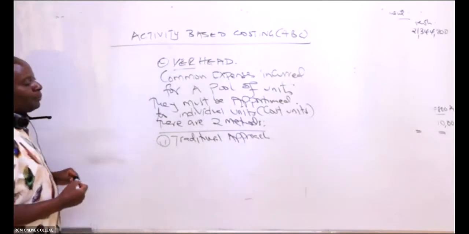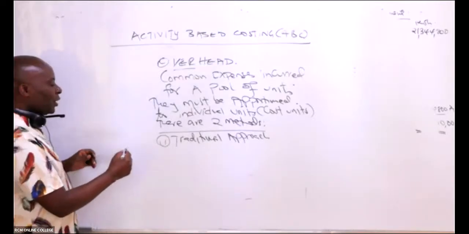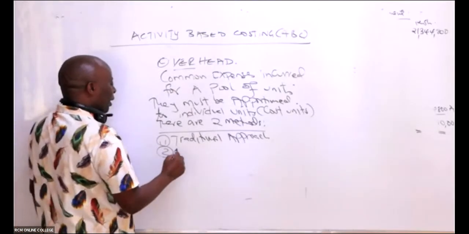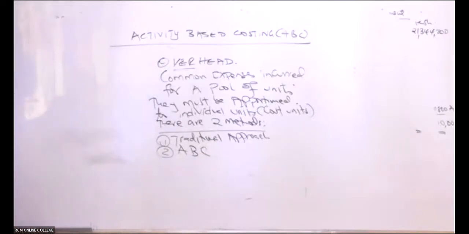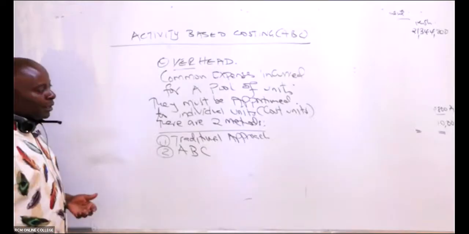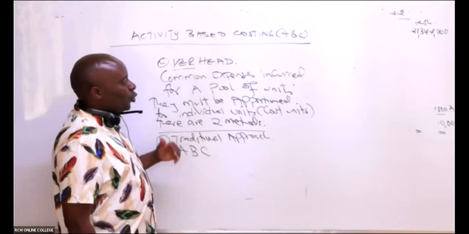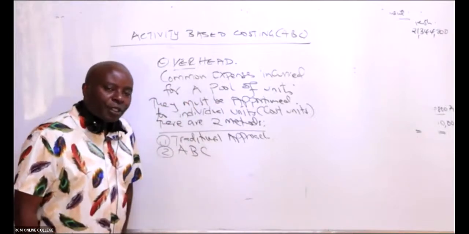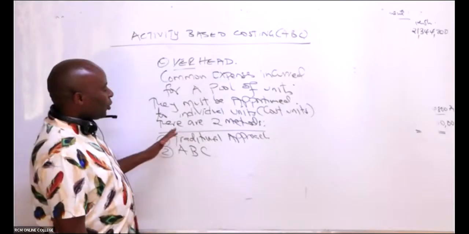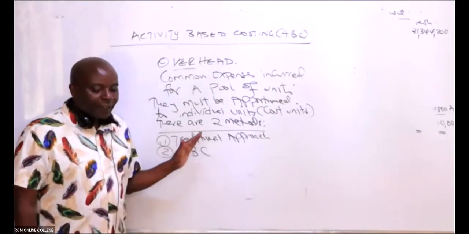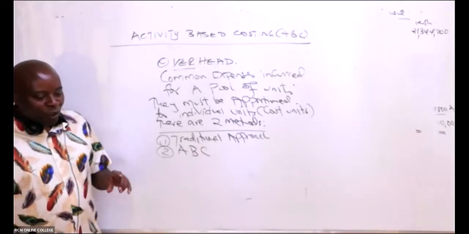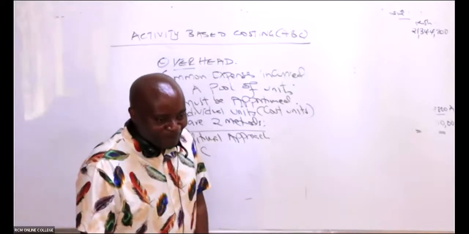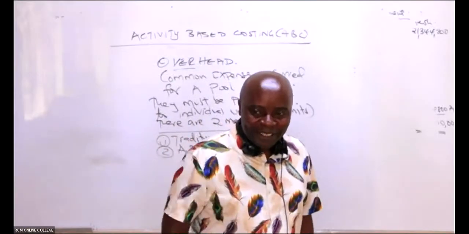And then we have the second one, which is now modern, what we call activity-based costing. So you've got two approaches of doing this apportionment of these common expenses to the cost units. The first method is called traditional approach, and then we have here ABC, activity-based costing. What is the difference between the two methods? Do you know the difference between the two methods?